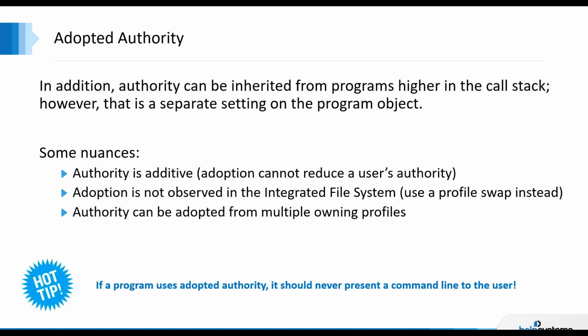We also have to recognize that adoption is not something that carries through to the IFS, the integrated file system. So if you are doing anything to create or manage stream files as part of your native application, just recognize adoption is not going to be very helpful for you here. Instead, what we would recommend there is a concept called swap profile, which I'll talk more about in just a moment. And then authority can be adopted from multiple owning profiles. What I mean by that, again, is if you have multiple programs in the call stack, each one can introduce the authority of its own owner.